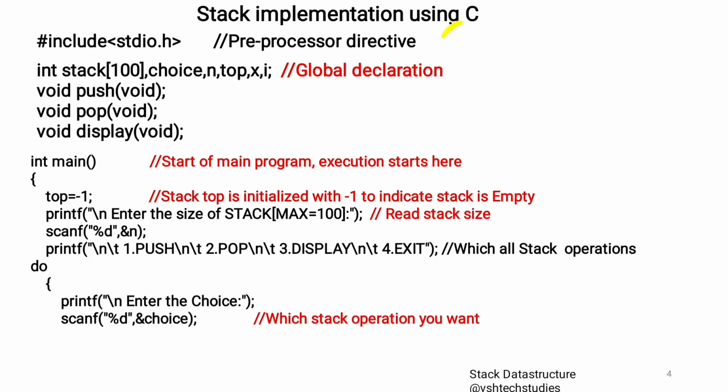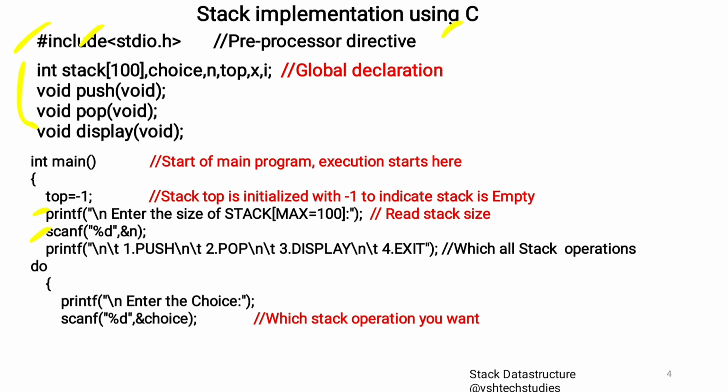So, stack implementation using the C language. This is the preprocessor directive, stdio.h. The h indicates a header file that is included in our program. With this, functions like printf and scanf can be used to display a message on the monitor and to read data from the console, that is whatever we type, into the memory that we are using in the program.